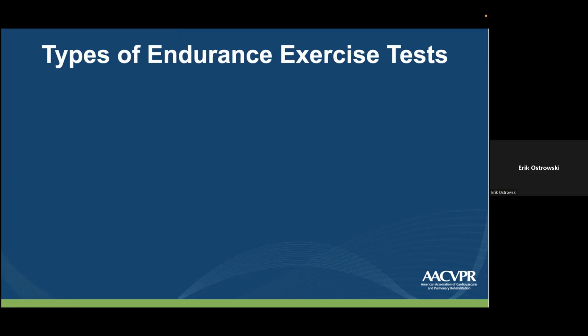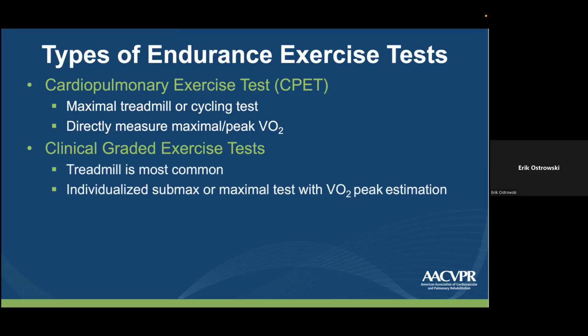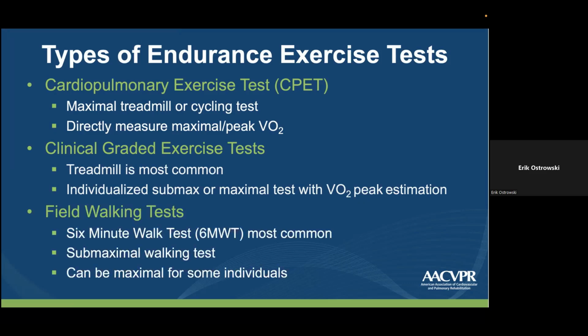So there are a variety of exercise endurance tests that we can perform with our patients. The first is the cardiopulmonary exercise test, which is a maximal treadmill or cycling test. The point of these tests is to directly measure the maximal or peak volume of oxygen consumption of our patients. We can also do clinically graded exercise tests, of which the treadmill is certainly the most common modality. This is an individualized submaximal or maximal test with a VO2 peak estimation.